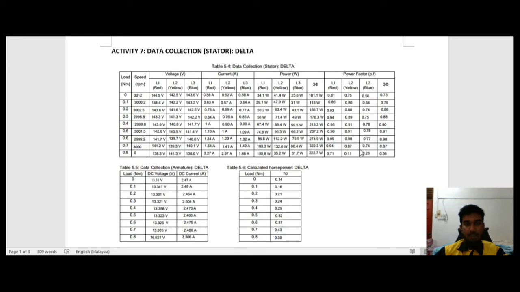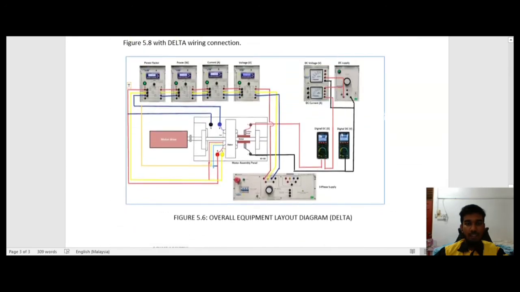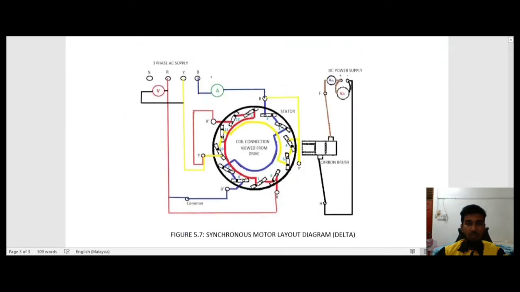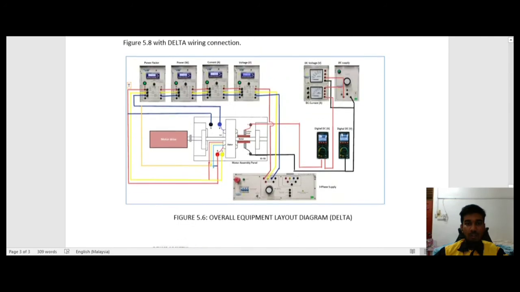I am Balarajan Sanasi and my matric number is CE190056. Today I will present activity 7, which is data collection of a three-phase synchronous motor connected with delta connection. Then I will present activity 8, the wiring connection layout for the delta connected synchronous motor, and the overall equipment layout diagram.